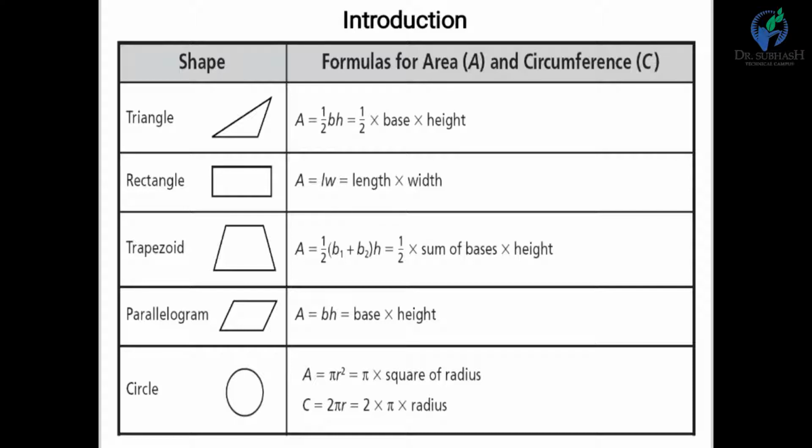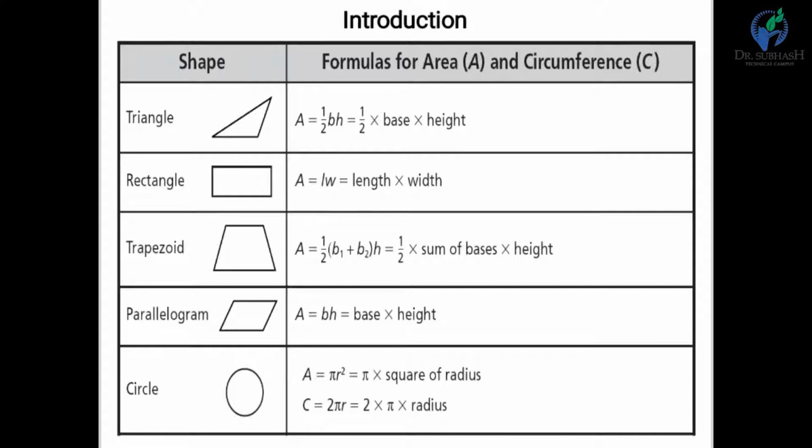To find the area of a triangle, area is equal to 1 by 2 into base into height. That is the basic formula for the area of a triangle. Now, rectangle. The formula for a rectangle is length multiplied by width, which gives the area of the rectangle.